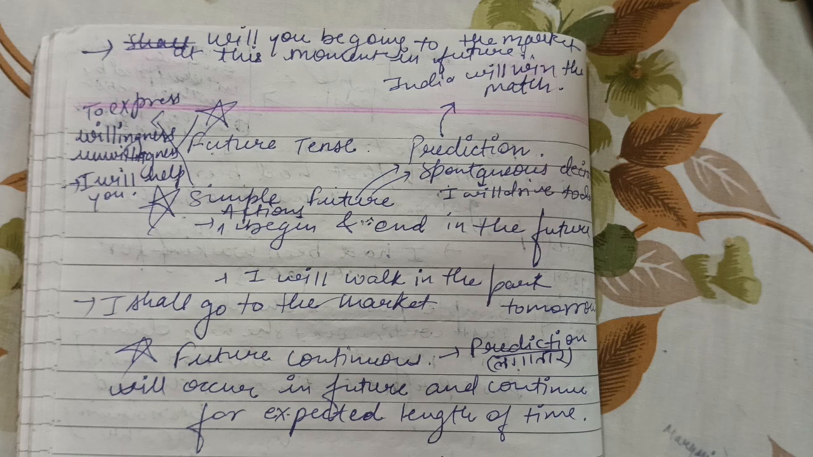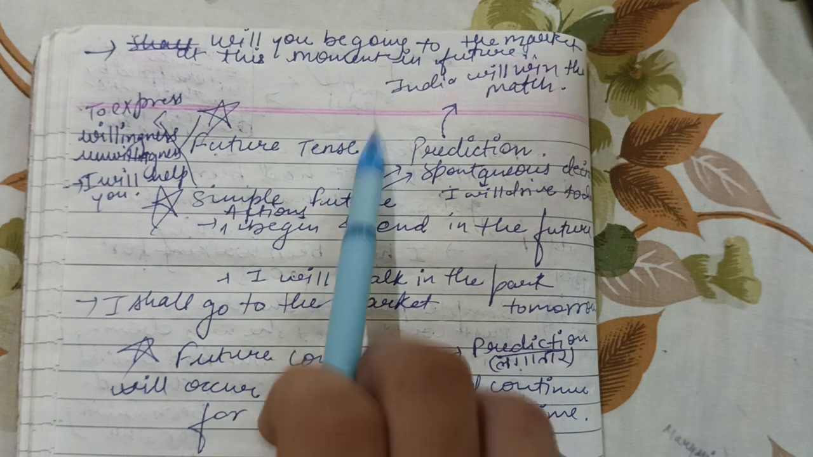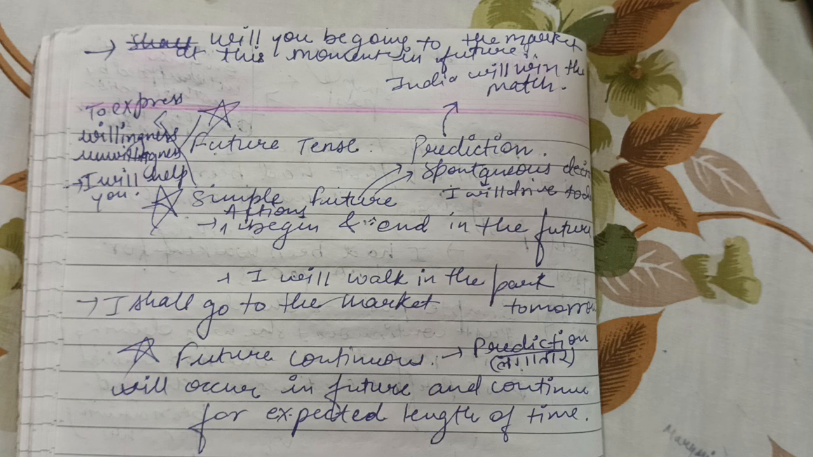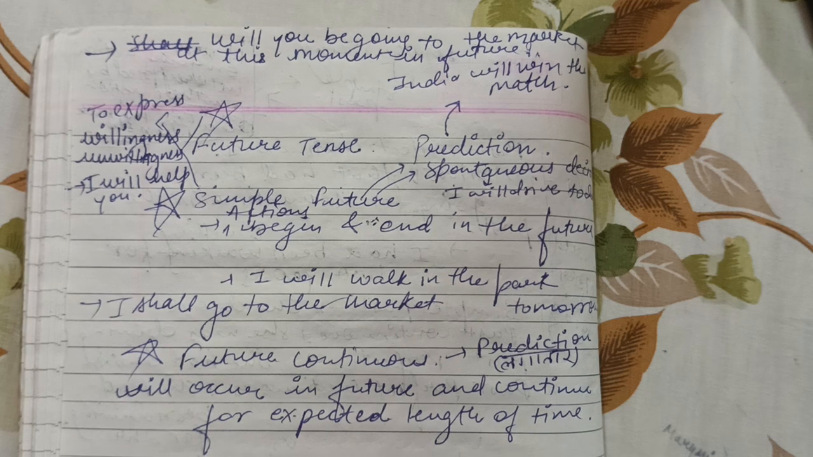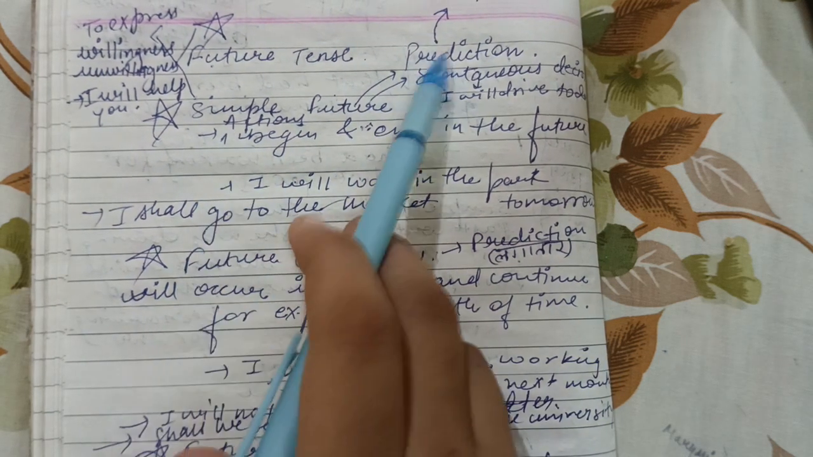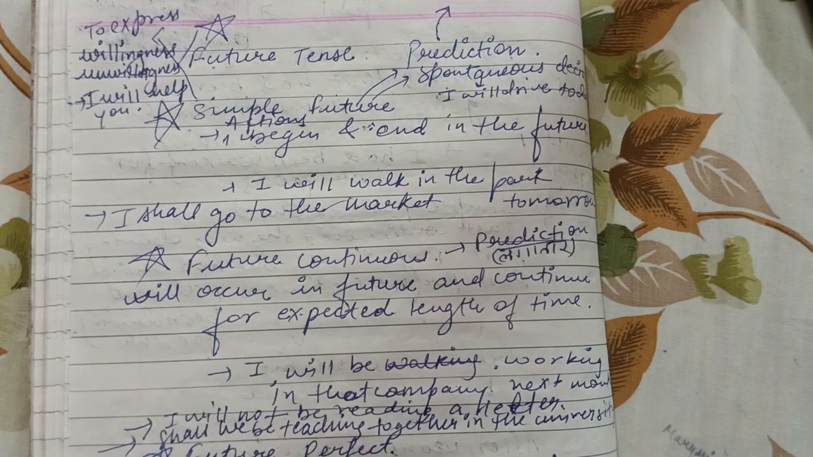Future tense is the tense for actions which happen in the future. It also has four categories: future simple, future continuous, future perfect, and future perfect continuous, right? So talking about future simple, simple future or indefinite future, it is used for making some prediction, or some spontaneous decision that you take.